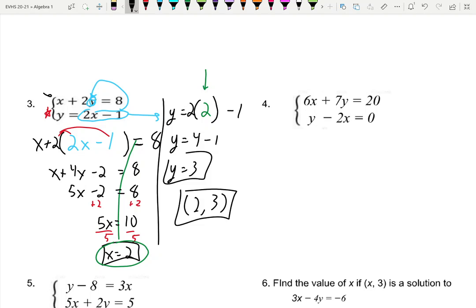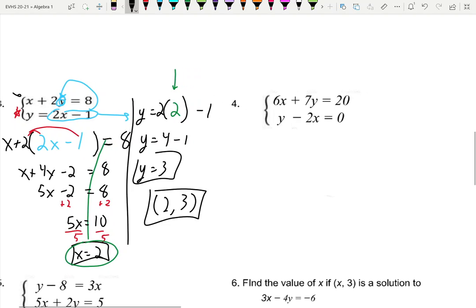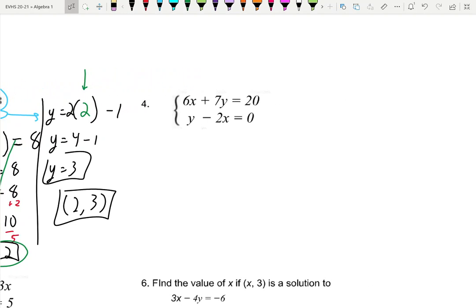All right, number 4. As I'm looking at this problem, I can see that I don't have a variable isolated. I don't show x equals or y equals on this particular problem. So what I'm going to have to do is figure out which of these is going to be the easiest one to isolate. I've actually got to perform step 1 on this one, which I haven't had to do yet. So I see that this y right here does not have a coefficient. That looks to me like that's going to be the easiest one to isolate.